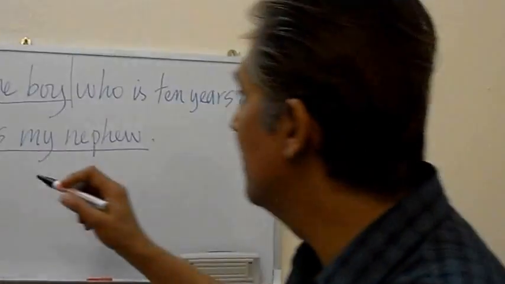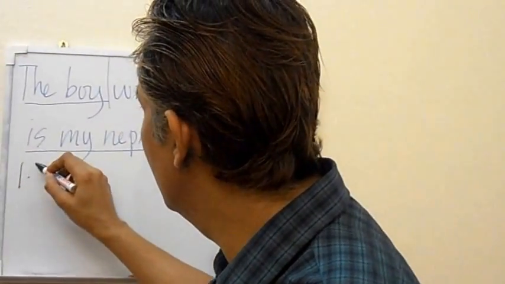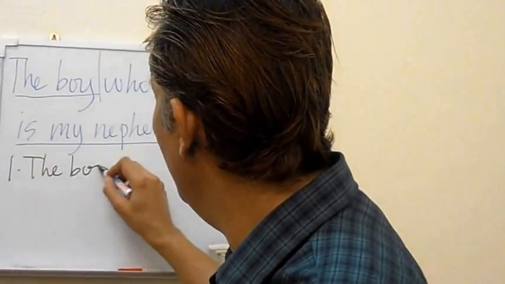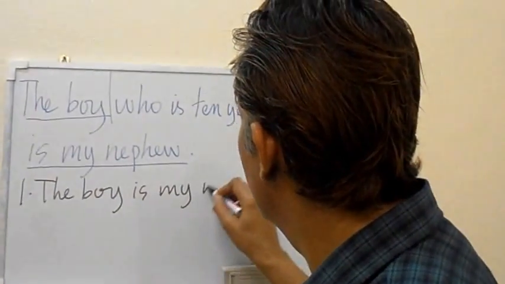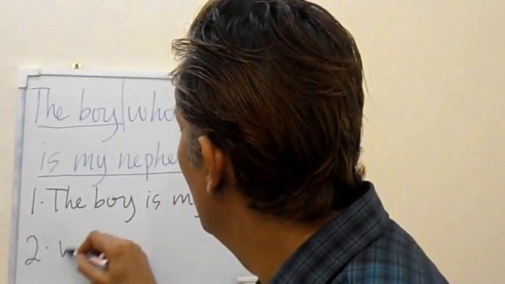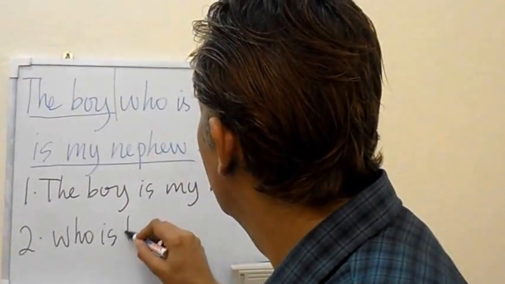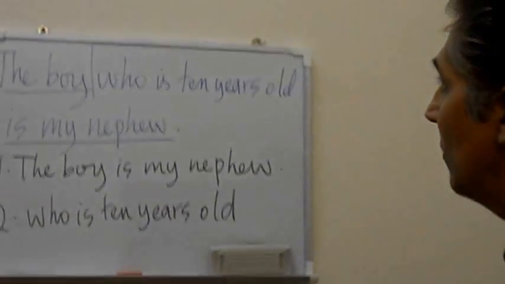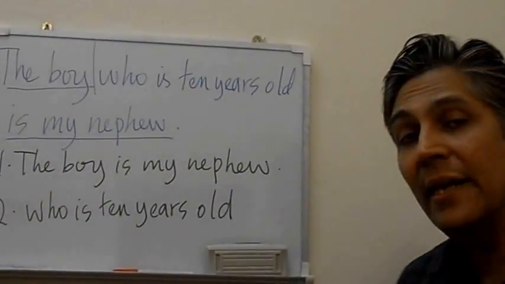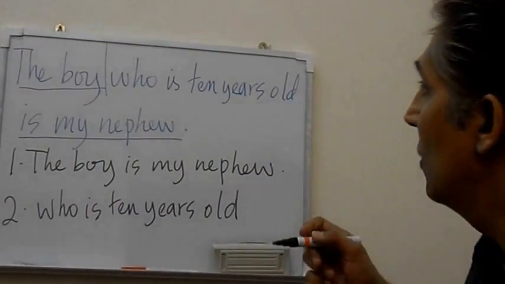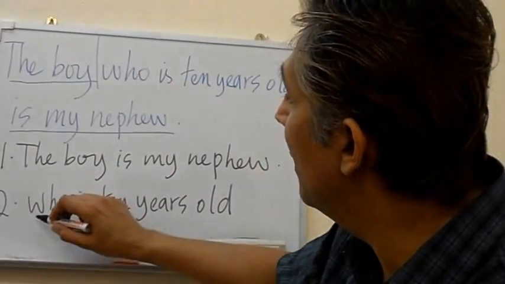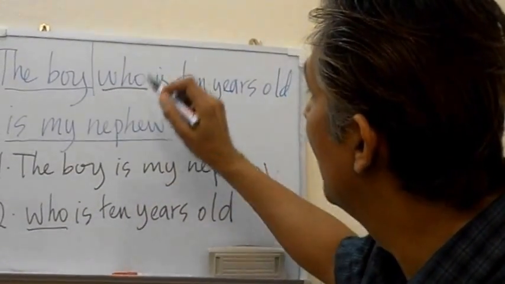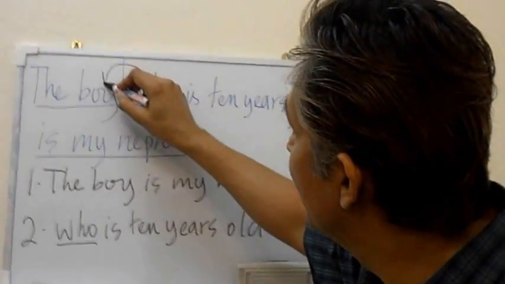If you were to take these two sentences apart, they will be like this: number one, the boy is my nephew. And number two, who is 10 years old is the subordinate clause. Now this subordinate clause is an adjective clause because it is begun with the relative pronoun who and the antecedent is boy.